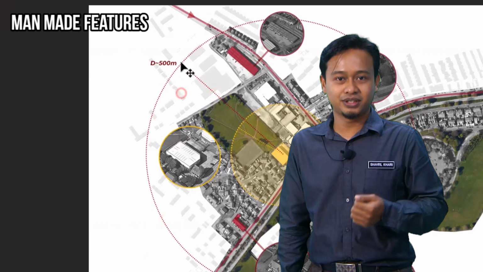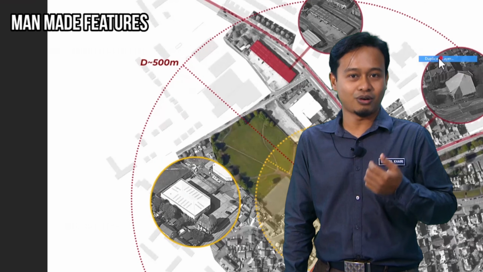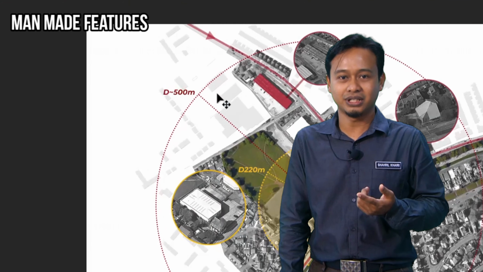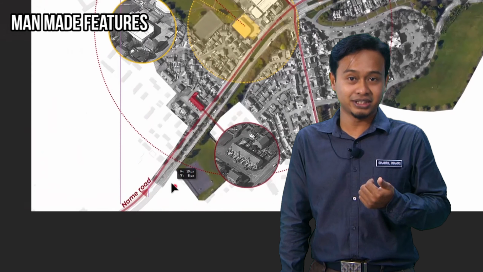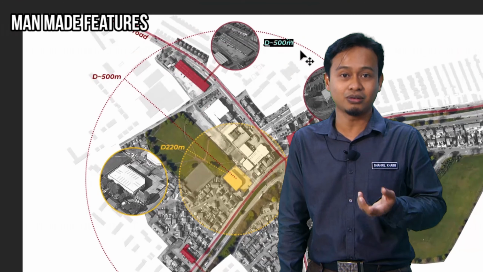We need to observe the artificial or human-made conditions, elements or features existing on the site such as buildings, structures, roads and curbs, footpaths, ground surface and materials, street furniture, texture, color and pattern that exist either on or off the site.